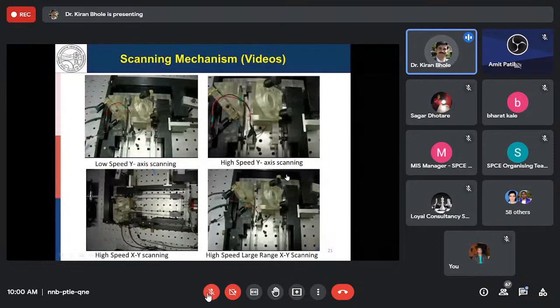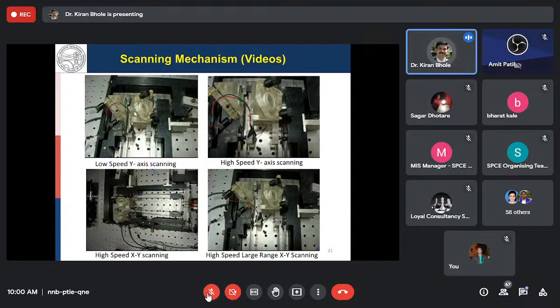So after all this, the scanning mechanism is developed, and then we have these four videos which demonstrate that we can have accurate XY motion, and XY motion in a large range, accurately for scanning the laser beam. So let us look at these videos.